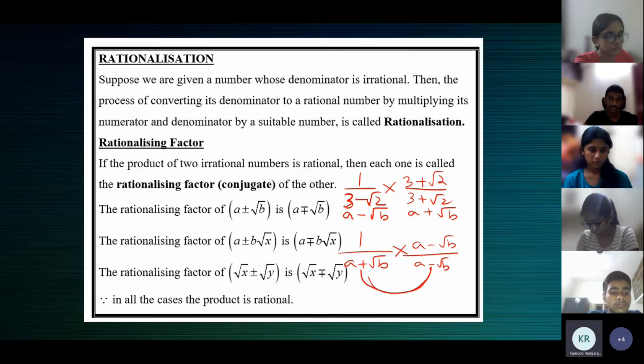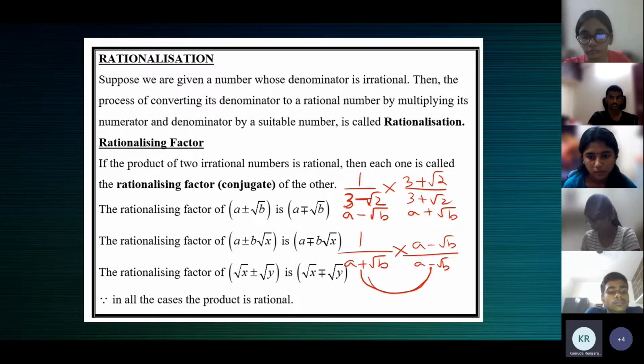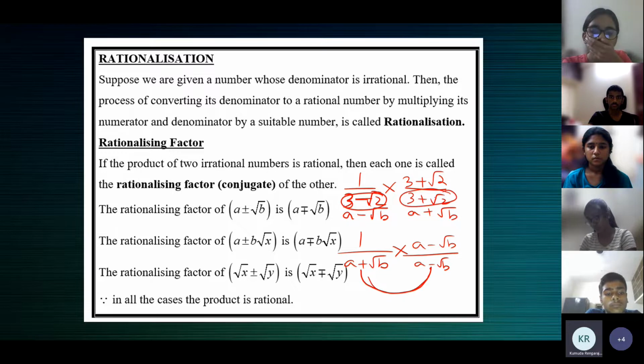That is, when you multiply two irrational expressions and the answer is rational, then one is said to be the conjugate of the other. When we multiply 3 minus root 2 and 3 plus root 2, I'll show you when we work some problems that you will get a rational answer. The product is rational. So when the product of two irrational expressions is rational, then one expression is said to be the conjugate of the other.